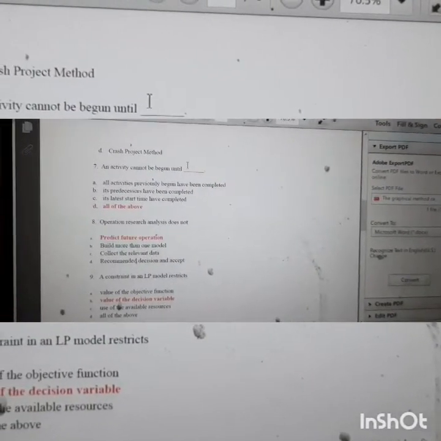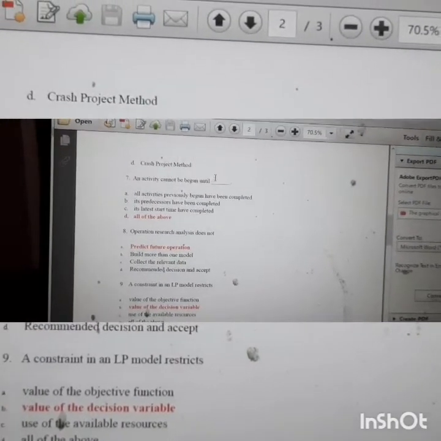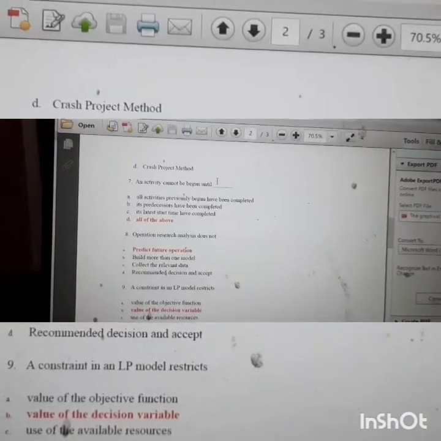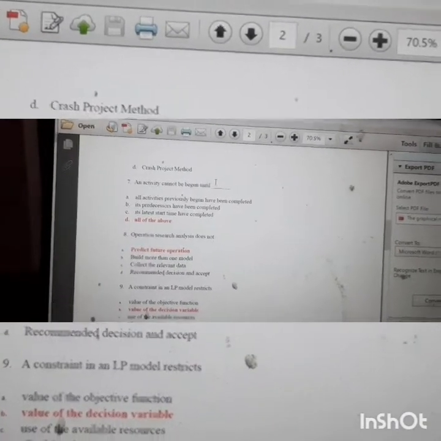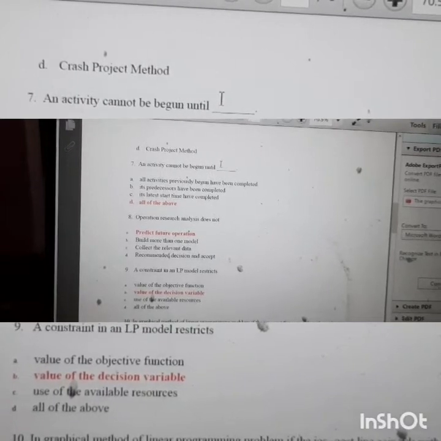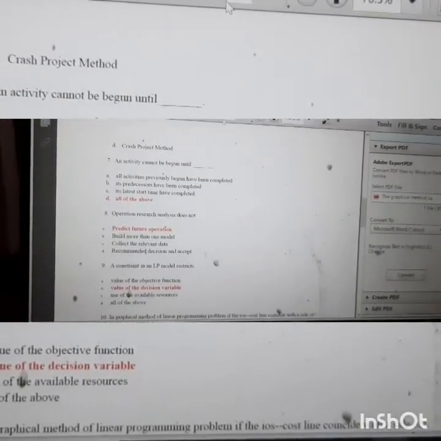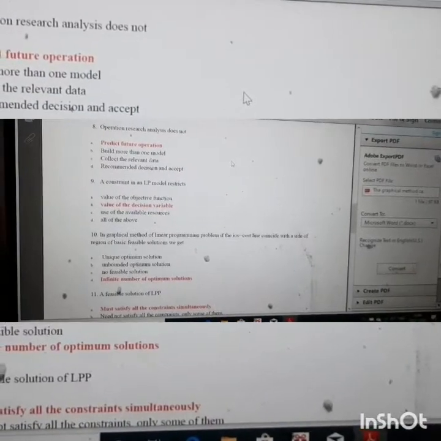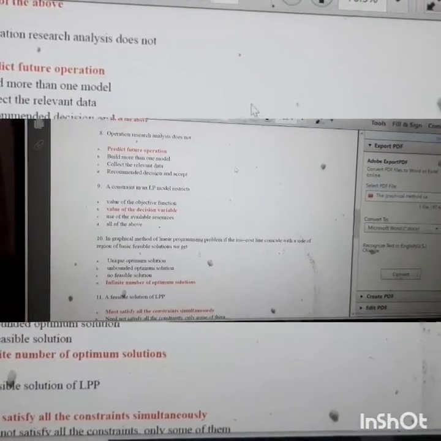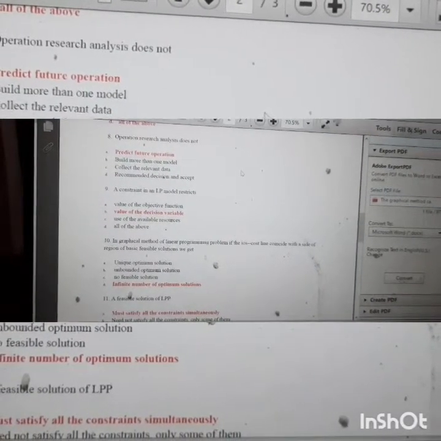Next, an activity cannot begin until all the activities previously begun have been completed, its predecessors have been completed, its latest start time has been completed. All those are correct. So the correct option is option D, all of the above. Next, operation research analysis doesn't predict future operation. So the answer is option A. Question number 9 is, a constant in a linear programming model restricts the decision variables. So the answer is the value of the decision variable, option B.